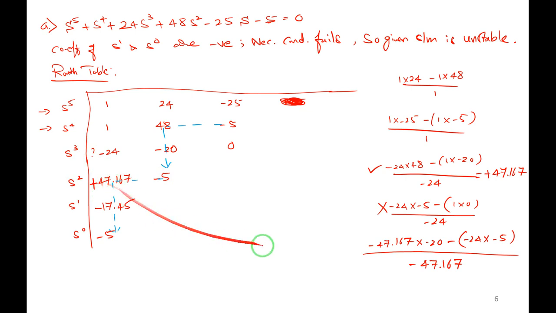So now calculate this element. It is not minus here, it is plus 47.16 into minus 20. So we will be getting this. Let me calculate this, right? This one. So plus 47.16 into minus 20 minus of minus 24 into minus 5 divided by plus 47. This is plus 47. So we will calculate this once again. So open bracket, 47.167 into minus 20, minus open bracket minus 24 into minus 5, divided by 47.167. So I am getting this one as minus 22.54.